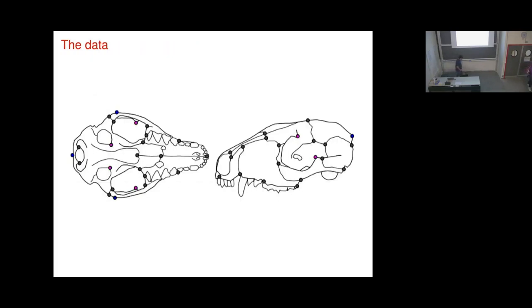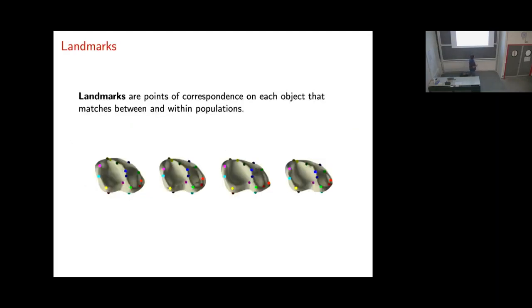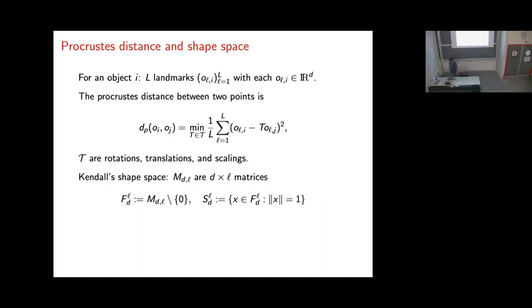Back in the day, what people considered data is you'd go to the British Natural History Museum and you'd put down points on an artifact, and you'd know what those points correspond to on another artifact. You'd call those points landmarks. And then you would compare the landmarks modulo rotations, translations, and scalings. And this is called Kendall's shape space. Okay? And it has a notation.